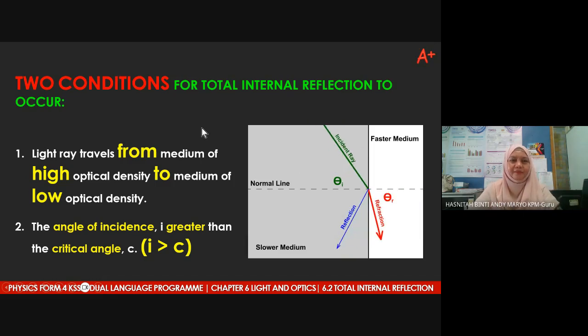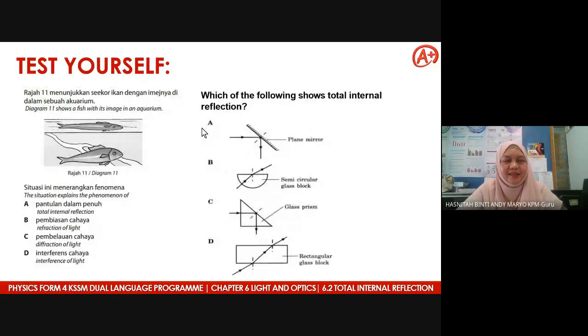Next, let us try this. Question number 1 for this module. Diagram 11 shows a fish with its image in an aquarium. You can see the image is at the surface of the water, the fish is below. This situation explains which phenomenon? Is it total internal reflection, refraction, diffraction, or interference of light? According to our topic, it should be total internal reflection.